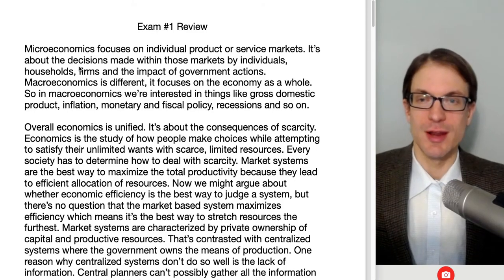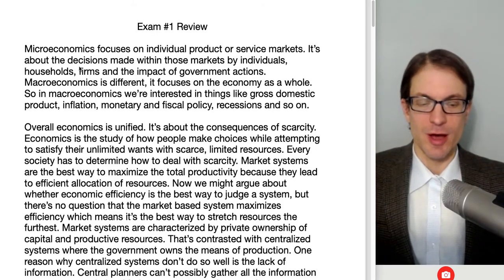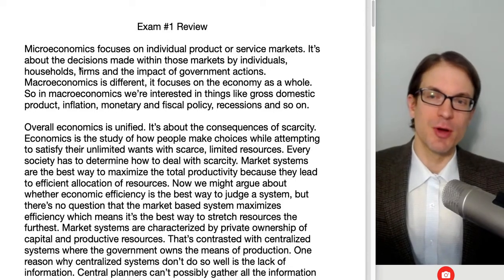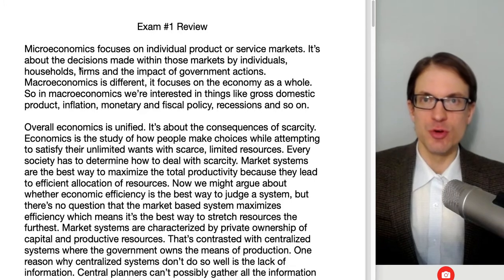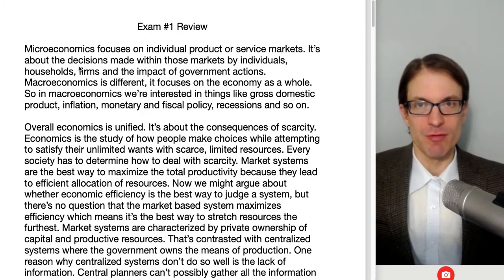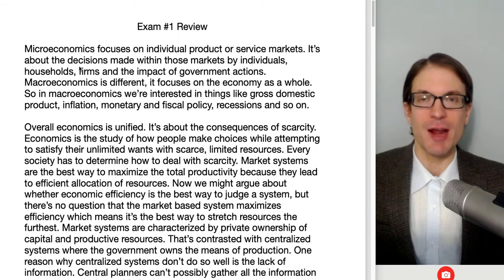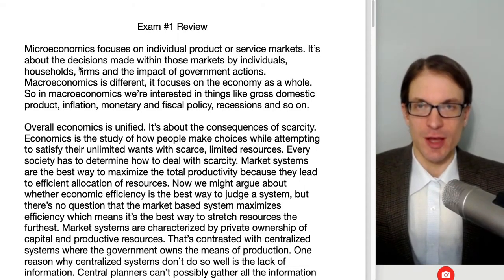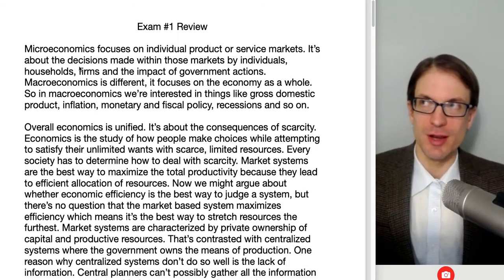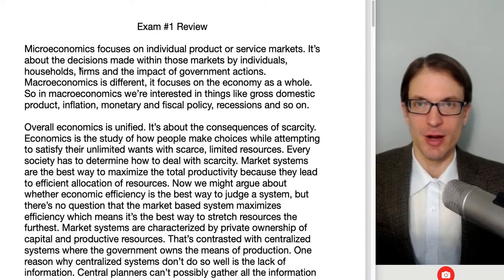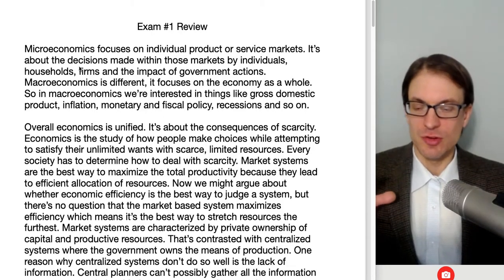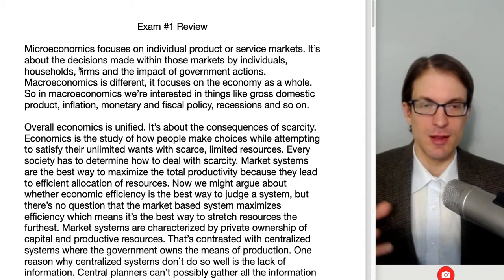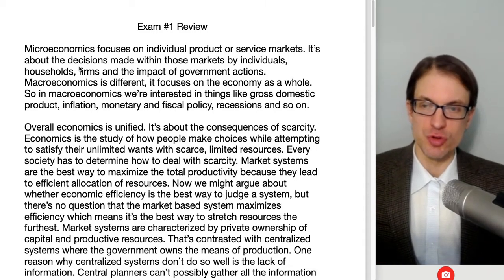By microeconomics, we're focusing on single product or single service markets. We're thinking about the decisions made by individuals, households, or firms within those markets and the impact of the government. This is contrasted with macroeconomics, which considers the entire economy as a whole. Macroeconomic concepts would be like gross domestic product, inflation, monetary and fiscal policy, and so on. Microeconomics is focused on just a single product or service market and the interactions of individuals within those markets.